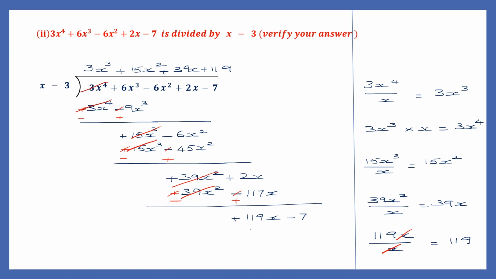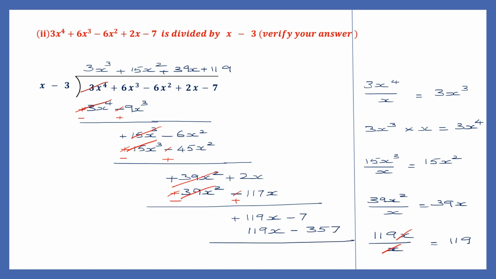So that is 119x. Now we're going to multiply 119 by minus 3. So the sign is minus. Then we have 119 into 3, which is 357. So we've finished with this.